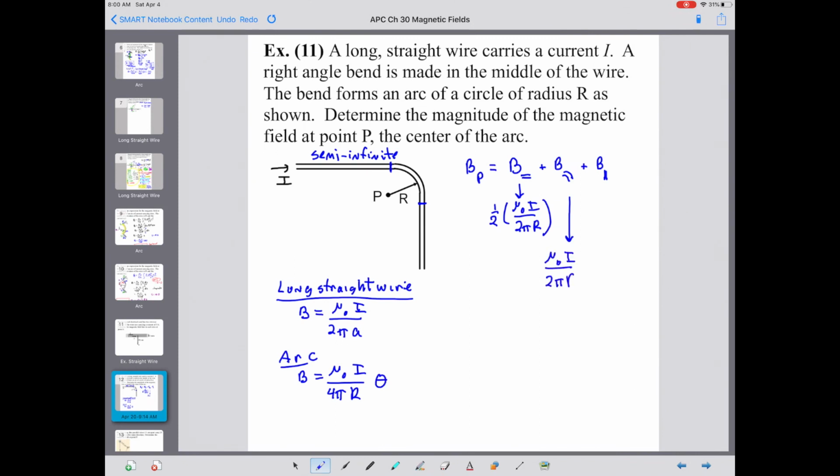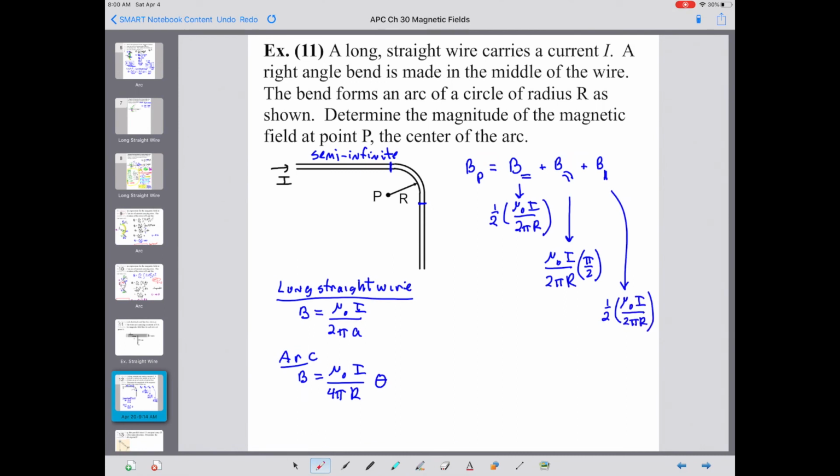Your arc, mu naught I over 2 pi r, and then theta would be a quarter of a circle, a quarter of 2 pi. So that would be pi over 2. And then our other side is also a semi-infinite wire.